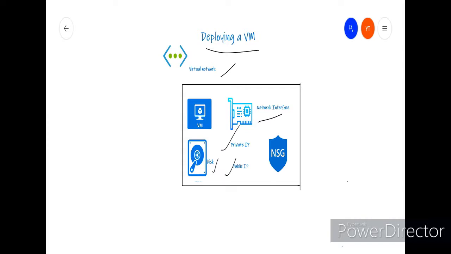The final one would be the network security group. It acts like a firewall to the virtual machine. What type of traffic should go into the virtual machine and should go out from the virtual machine is decided by the network security group. So let's create a lab session for deploying a virtual machine.